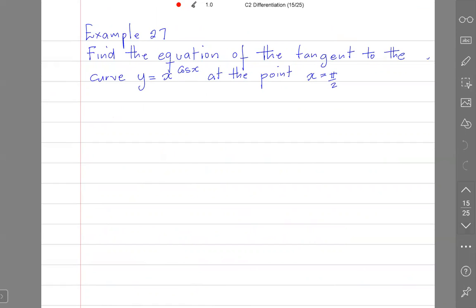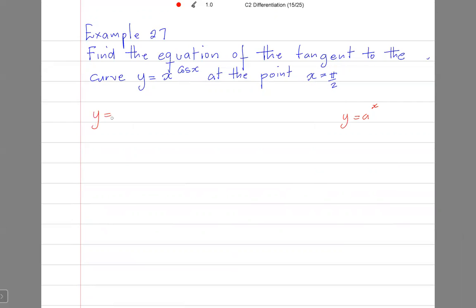This says find the equation of the tangent to the curve y is equal to x raised to the cos x power at the point where x is equal to pi by 2. All right, first of all, I'm basically doing a differentiation of this form, the form y is equal to a to the power x. What I'm doing is a differentiation of that form. All right, so let's do it.